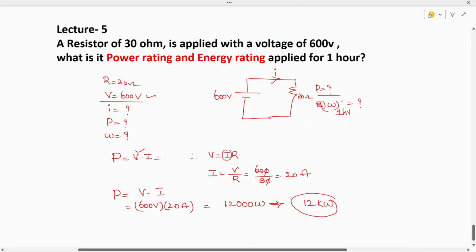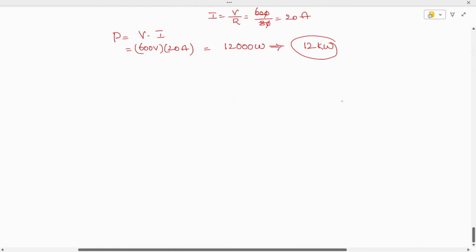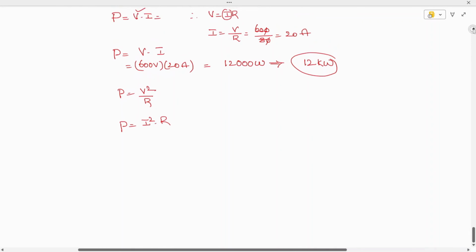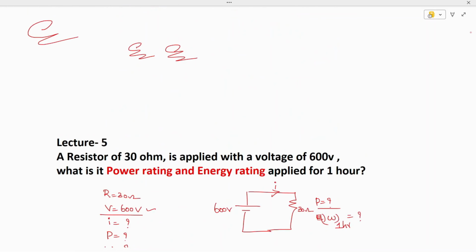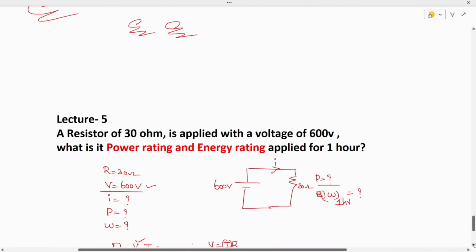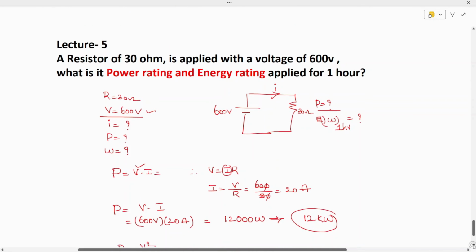Okay, so the second formula we can use here: the formula for power is equal to V square by R, and one more formula for power is equal to I square into R. Let's try to use all these formulas. Let's calculate all the steps one by one. Okay, so let's substitute in the given formulas one by one.